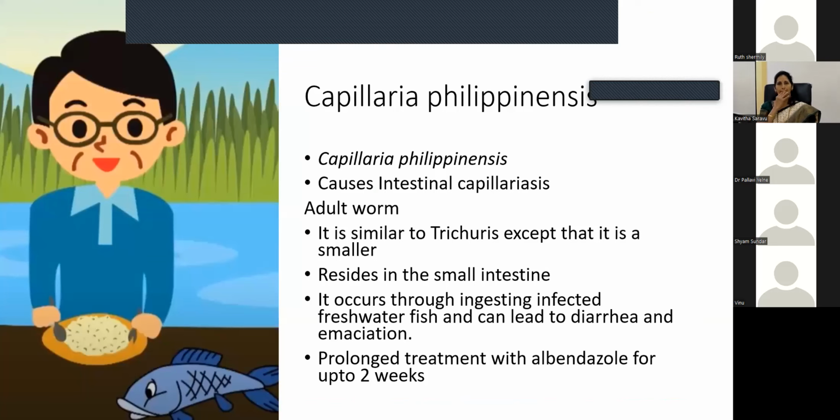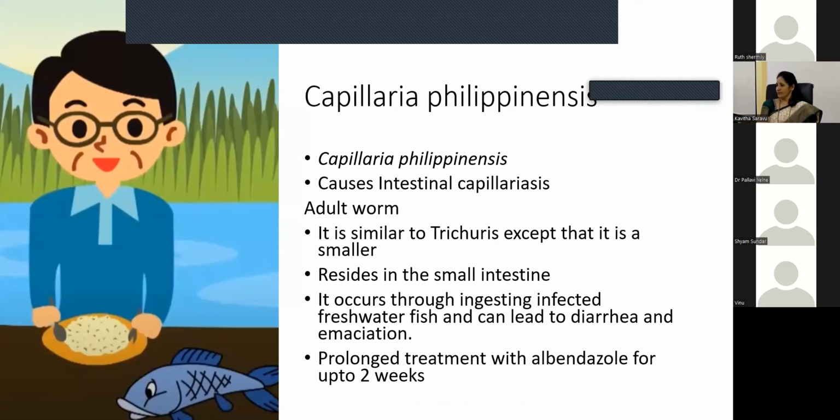So Capillaria philippinensis, I have already told you, is similar to Trichuris trichiura. They reside in the small intestine, but they occur after ingestion of freshwater fish, which can lead to diarrhea and emaciation. Prolonged treatment with albendazole up to 2 weeks is required to treat Capillaria infection. So here you can see the picture of Capillaria. It is peanut shaped, with a striated thick shell, and mucous plugs are present, but they are flat, right?